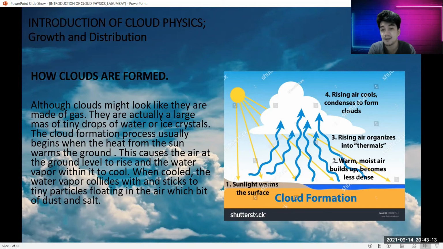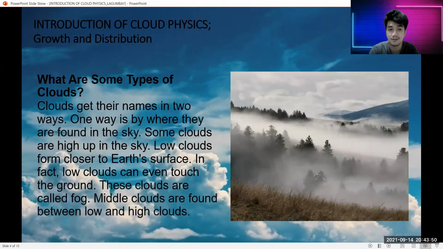So habang gaangat ang atong air na may water vapor, so nagababa pod ang iyahang temperature. So rising air cools, condenses to form clouds, no? So dira na sila mag-form sang clouds. So ang mga water vapor kato nga nasa air is mag-stick to sila sa dust nga naa sa sky or salt. So mao na to ang pagbuo sang clouds.